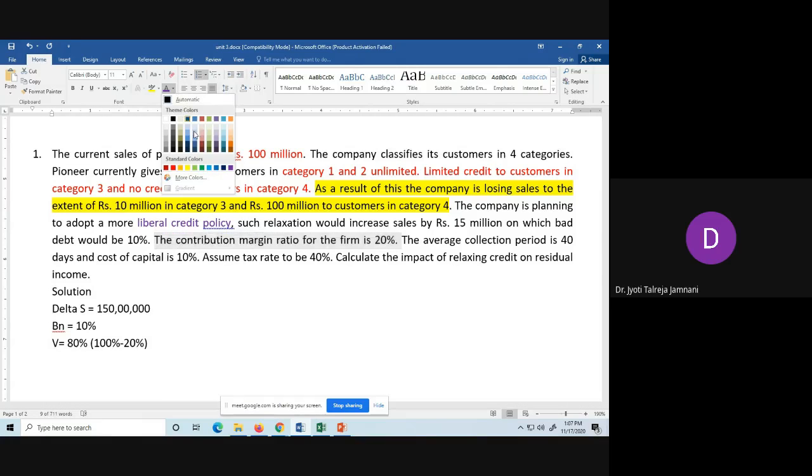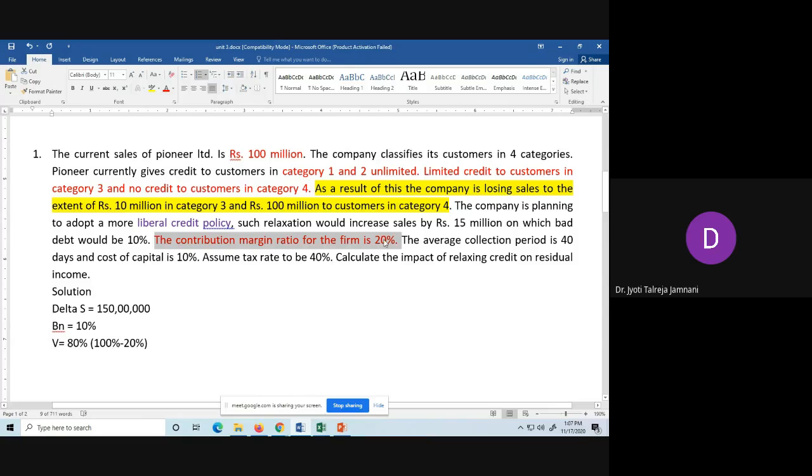Yes, ma'am. Instead of directly giving you the variable cost, they have given you the contribution. And if you have studied it in cost accounting, we basically do sales minus variable cost and we get contribution. So here they have given you the contribution, which is 20%. So we'll assume sales to be 100%. 100 minus 20, I'll get my variable cost, which is 80%. Okay. Now the average collection period is 40 days. So I want the ACP value, which is nothing but the average collection period, which is 40 days.